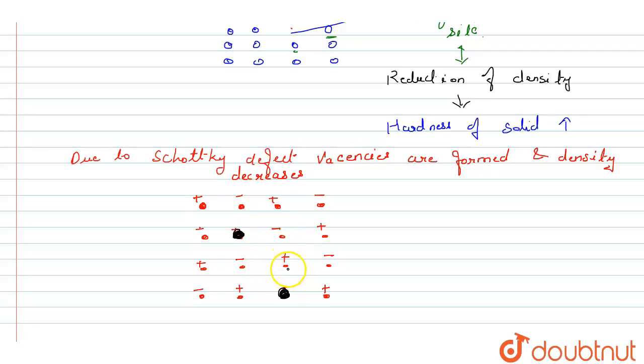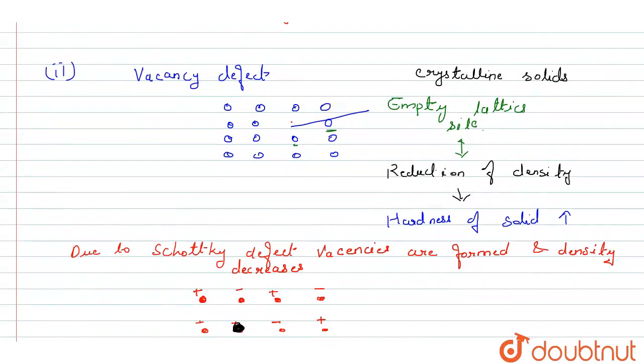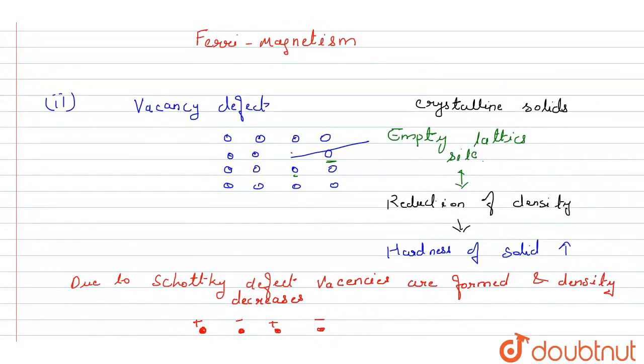So from this we can say that due to Schottky defect, vacancies are formed and the density decreases. This type of defect is known as vacancy defect. Thank you.